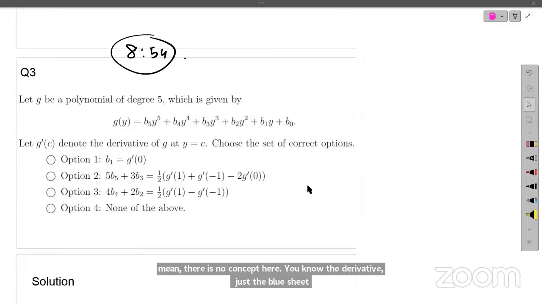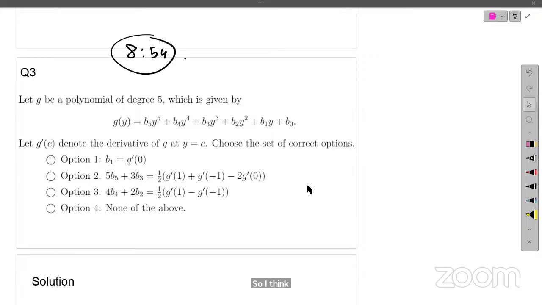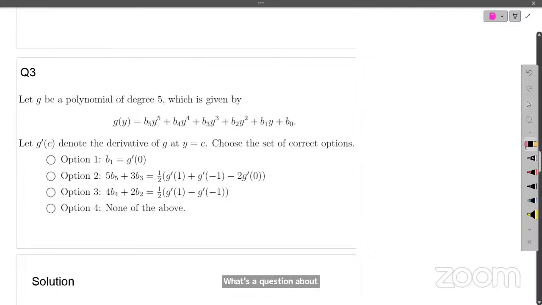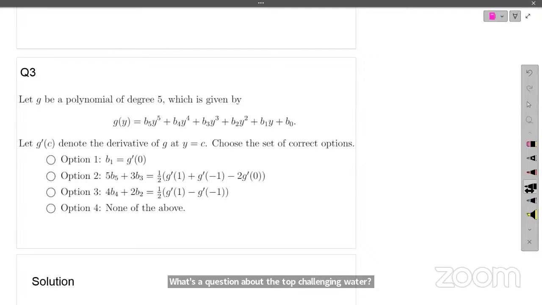So I think the question I told you to solve in the beginning, that kind of question is challenging when it comes. Right. This question is easy. Okay, so let's discuss it. I don't think there is anything.